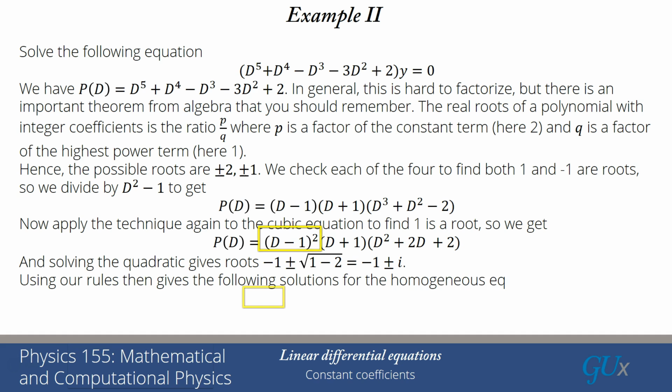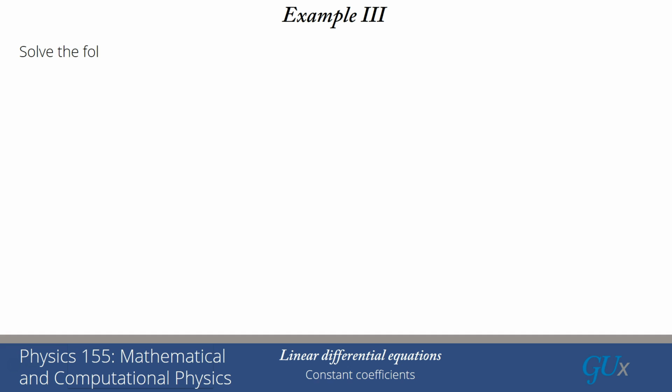Following the rules that we have, we're going to take the following solutions: e to the t, t times e to the t, e to the minus t, e to the minus t times cosine t, and e to the minus t times sine t. All right, and the linear combinations of those are going to solve the homogeneous equation.